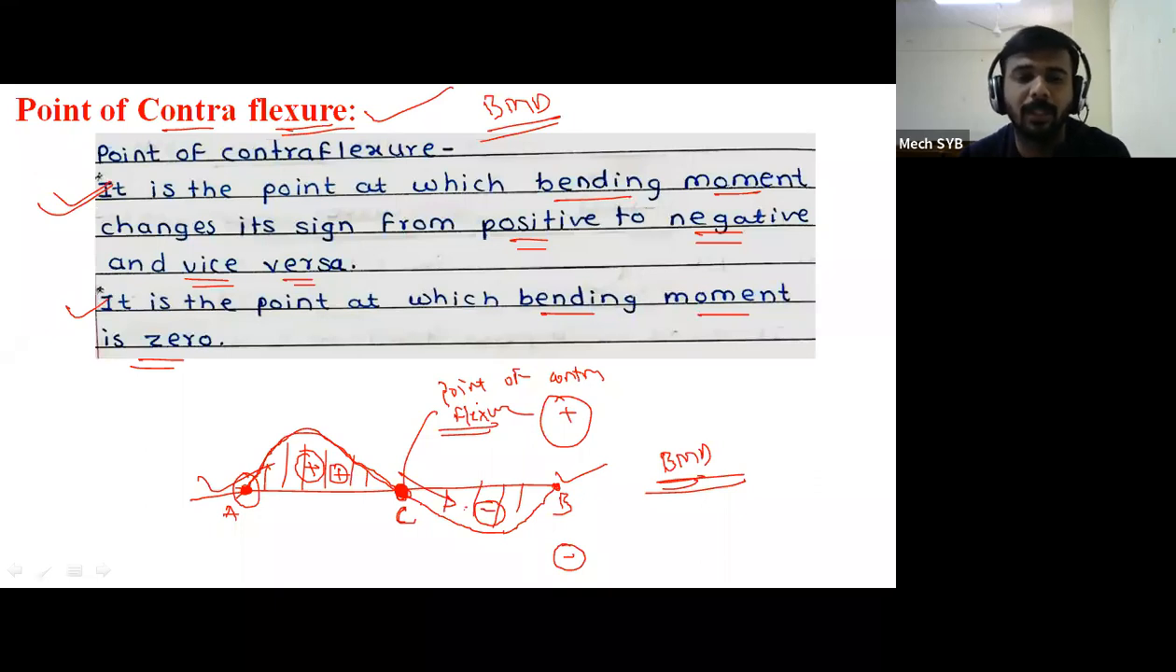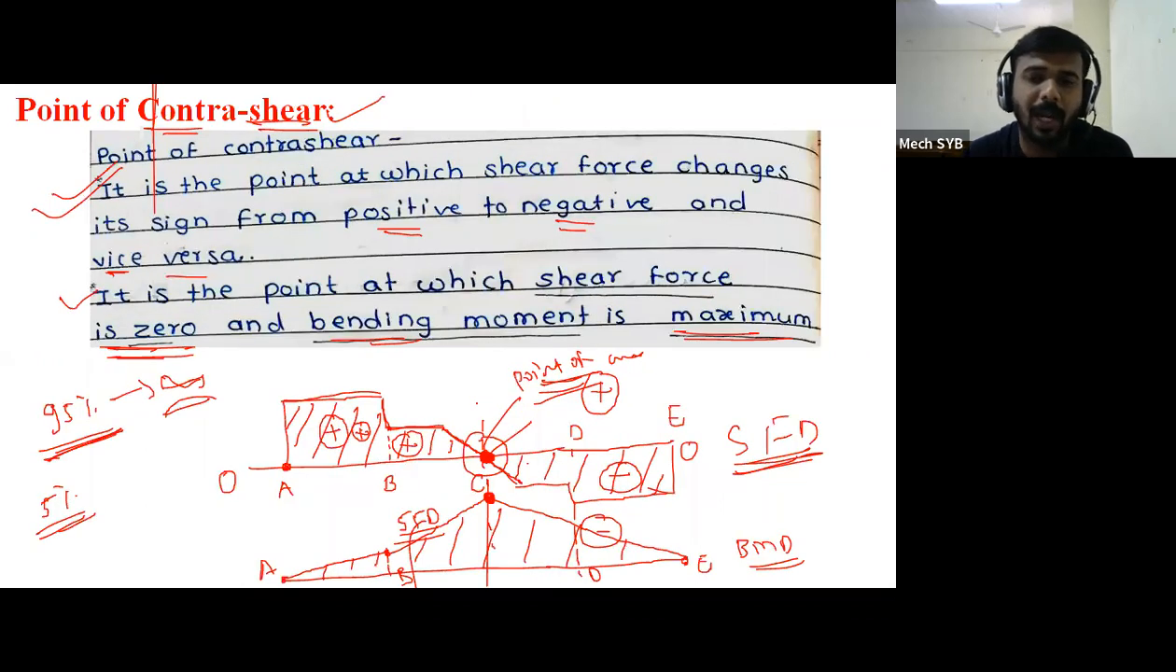मग मी तुम्हाला सांगत होतो in the introduction also. Through this particular diagram, we are going to observe the critical points. Which are that critical points? Point of contra shear and point of contra flexure. So these are the 2 important concepts which are very important for your MCQ examinations. So how to identify the difference?